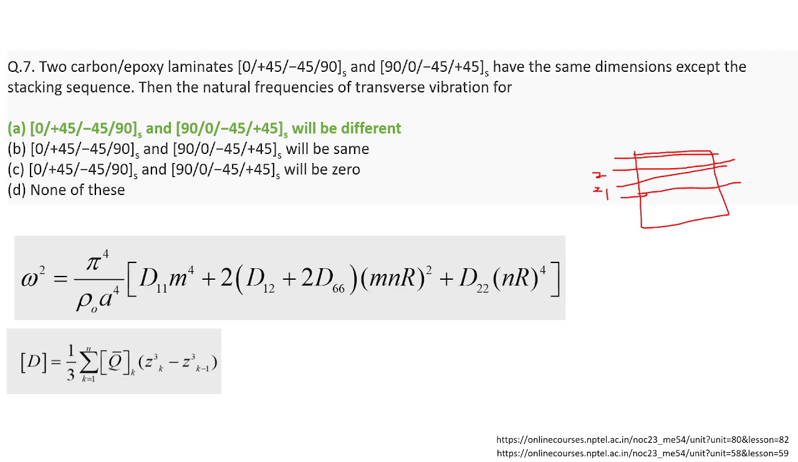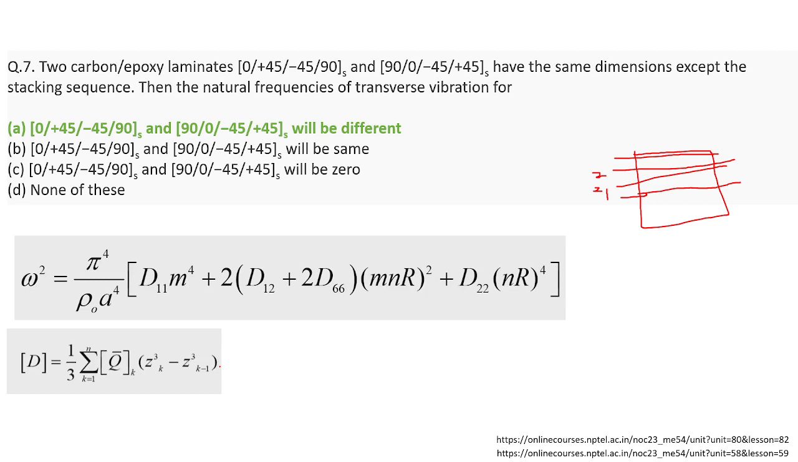Then Q is the reduced stiffness matrix, and this is the formula to find the D matrix. Similarly, there are formulas for finding the B and A matrix. For the A matrix, it is the summation of Q, the reduced stiffness matrix, and the thickness of each lamina. The thickness will be given to you, and the Q stiffness matrix will be given to you. For each lamina you have to multiply the stiffness matrix by the thickness and then sum over all the laminas. With that you will find the matrix.